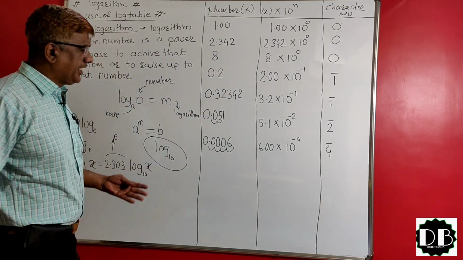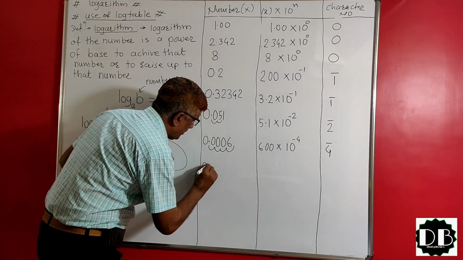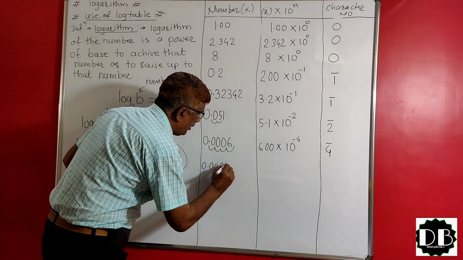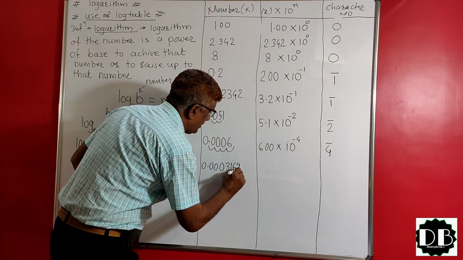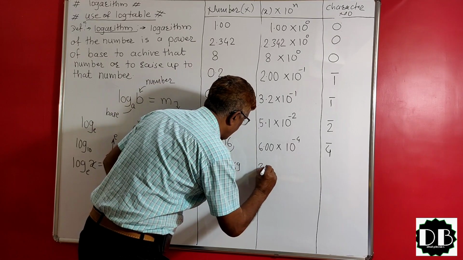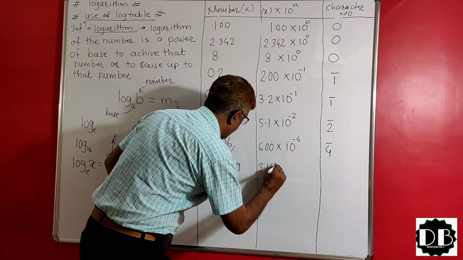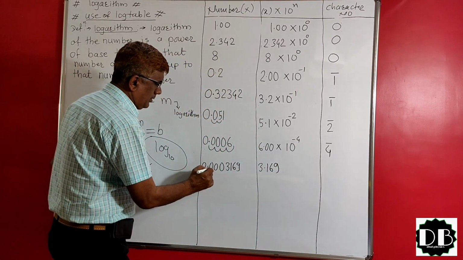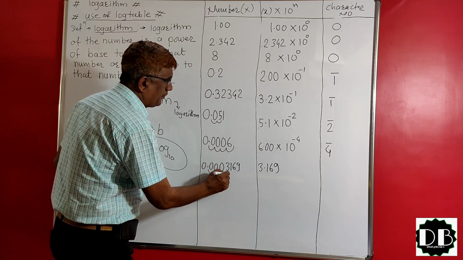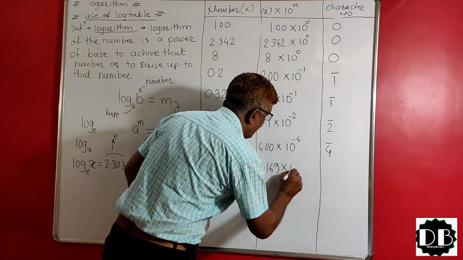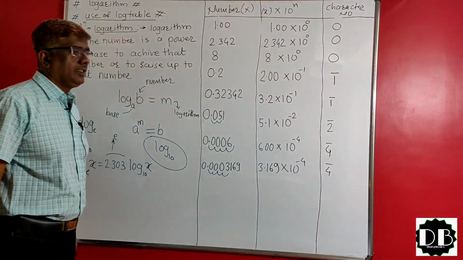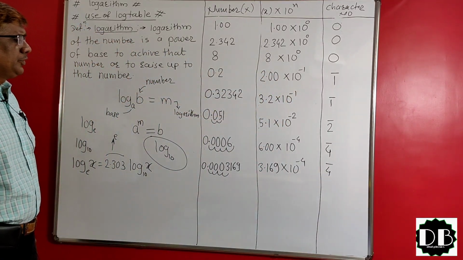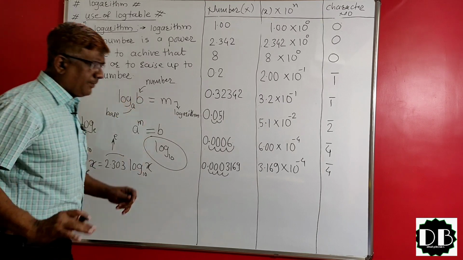In this way, you take any number, point nought 3169. Once again, it is equal to 3.169, 1, 2, 3, 4, into 10 raised to minus 4. The characteristic number is 4 bar. Simple. That means you can take any number. Suppose that the number is like this.